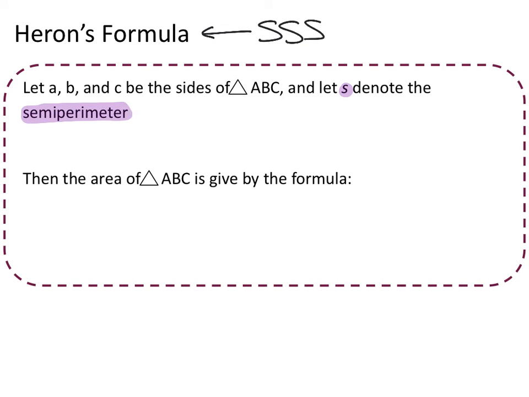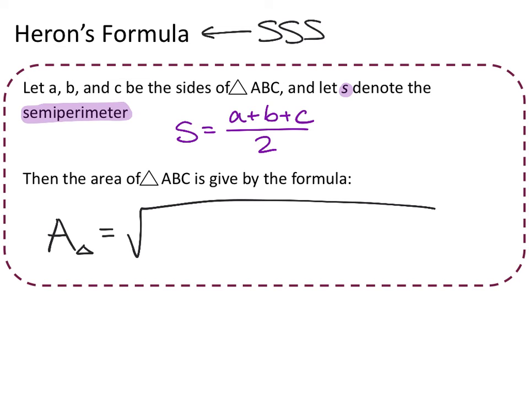Semi means half, so it makes sense that the semi-perimeter is literally half of what is normally the perimeter, which means we just add up all the sides. So the semi-perimeter is A plus B plus C divided by 2, half of the perimeter. Then the area of triangle ABC is given by the formula. Here, this is called Heron's Formula.